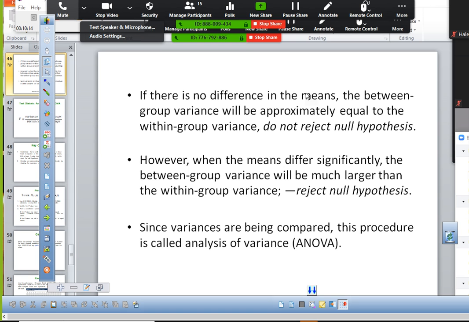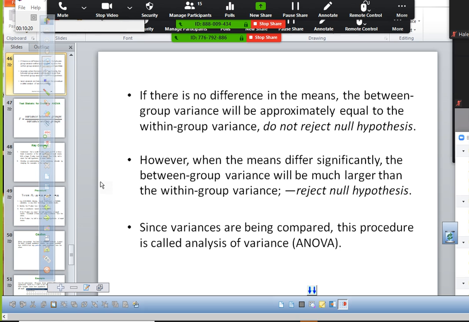If there's no difference between the means, then the between group variance will be about the same as the within group variance, and we do not reject the null hypothesis. So if those are about the same, about one, when you do that ratio, then we do not reject the null hypothesis. However, when the means differ a lot, then the between group variance will be a lot larger than the within group variance, and we reject the null hypothesis. And I'll talk to you guys more about that next class, but I want to make sure you get the basics of this first today.